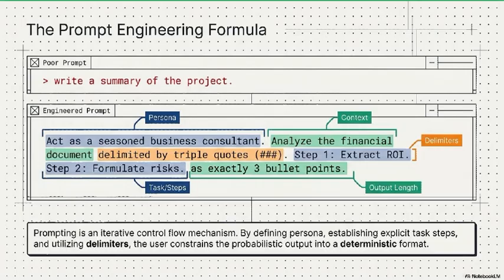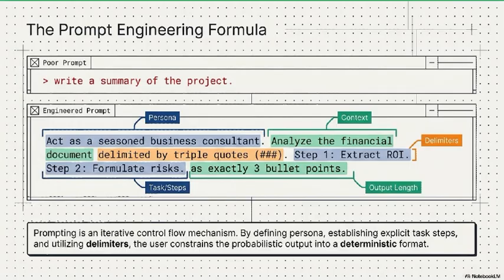Second, you provide the context paired with explicit delimiters. The example is, "Analyze the financial document delimited by triple quotes," and then you put the document inside the triple quotes. Delimiters are crucial structural walls. By putting the data inside triple quotes, you are telling the self-attention mechanism, do not treat this text as instructions. Treat this entirely as a static data payload to be analyzed. So it doesn't get confused. Exactly. It prevents the model from getting confused about what it's supposed to read versus what it's supposed to do.